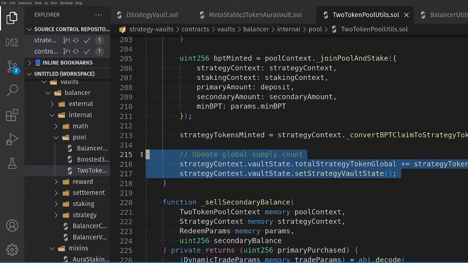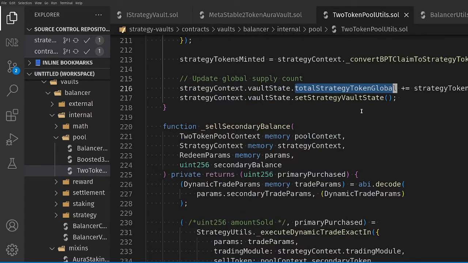For these balancer strategies as well, we maintain a global strategy token count. This is the one piece of state that is maintained on the balancer vault, on the vault itself. This is used in a number of places, like settlement, to ensure that we don't overstep our bounds in a single maturity.